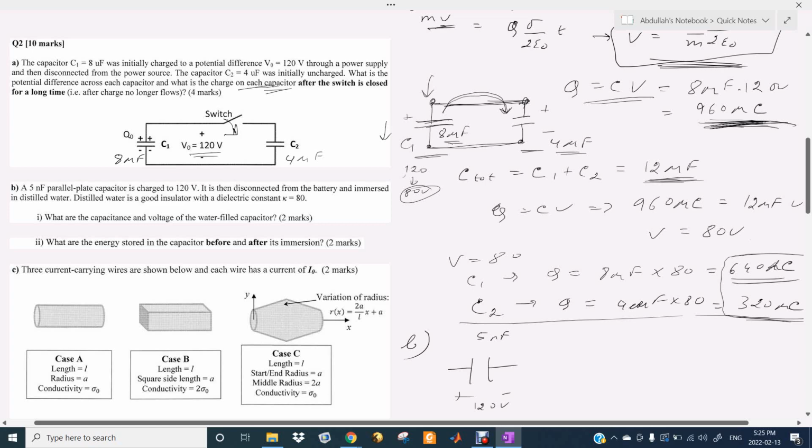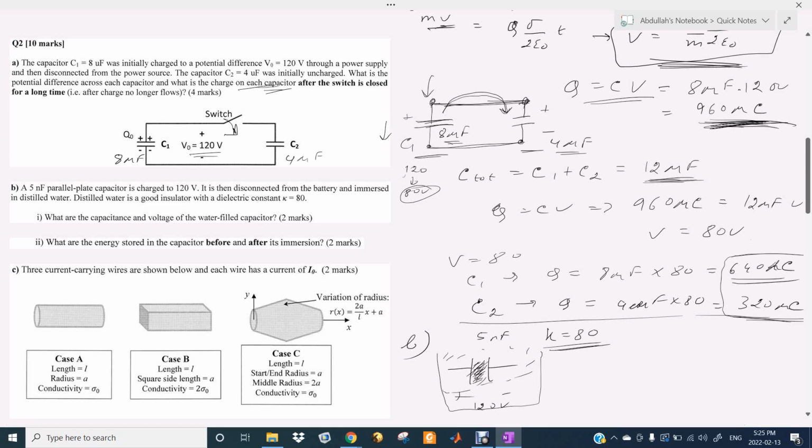But now you have water. You immersed this into water, and the dielectric constant of water is 80. So what happens? You have water all around, so now water will be filled inside the capacitor. Water has a higher dielectric constant than air. So since water has been filled inside, the capacitance will change.